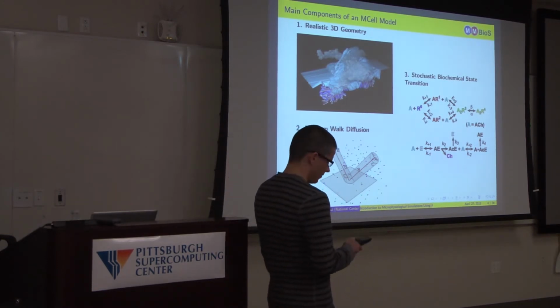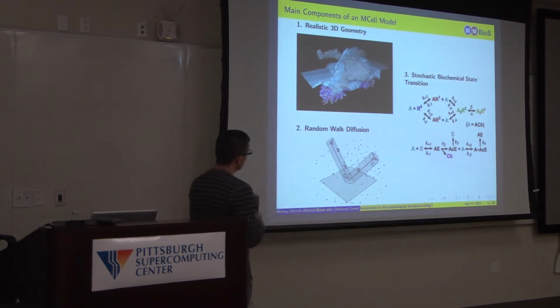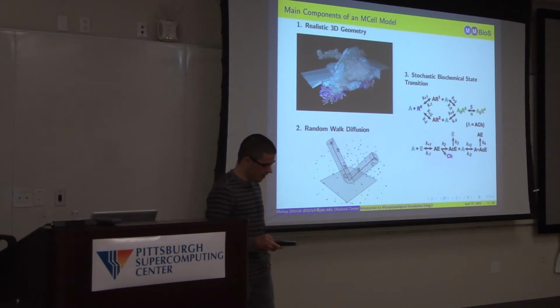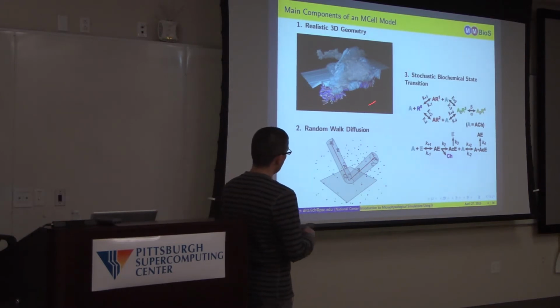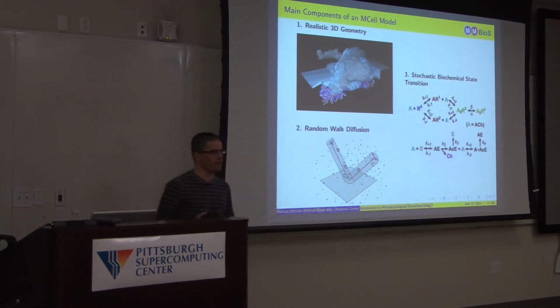Just to give you an idea of how dense things are in the brain. And so the main components of any MCell model, you can classify them into maybe three categories. One of them is the geometry, and I'll talk briefly about how you would actually go about obtaining a geometry for your system.